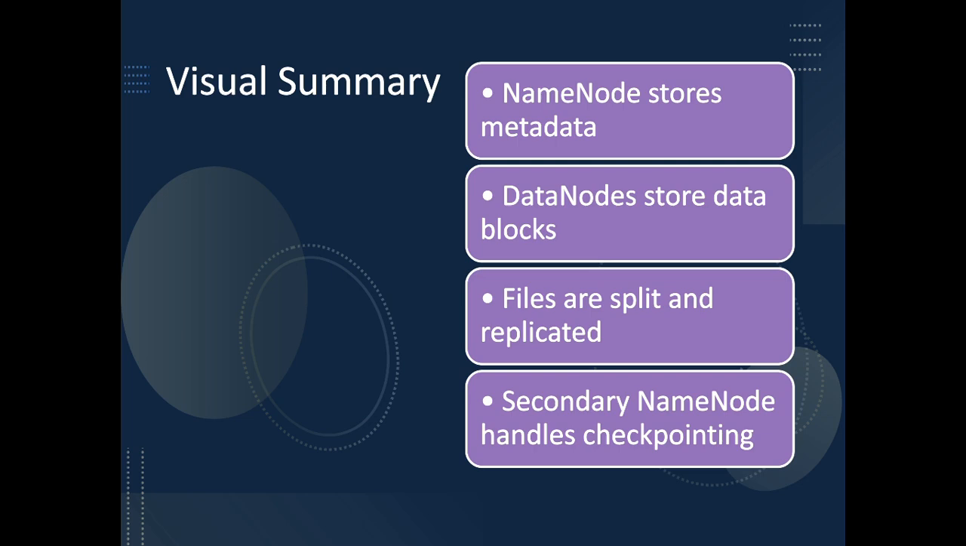So overall, name node stores metadata, data nodes store data blocks, files are split and replicated, secondary name node handles checkpointing. So this is all about HDFS architecture in brief.